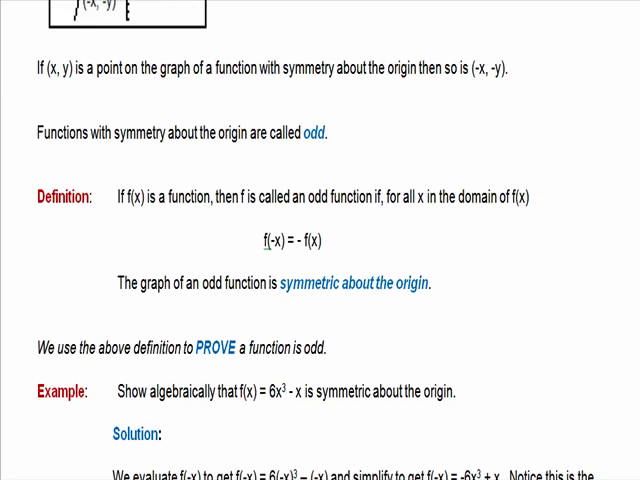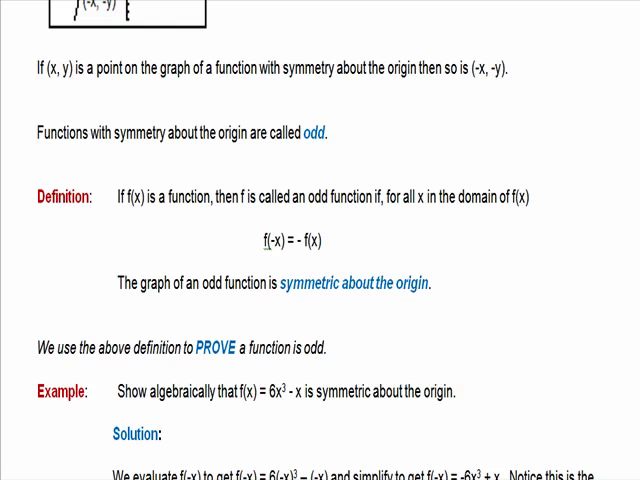If we write a similar function statement as we did with the previous example, we would say if f(x) is a function, then f is called an odd function if for all x in the domain of f, f(-x) = -f(x). So the graph of an odd function is again called symmetric about the origin.